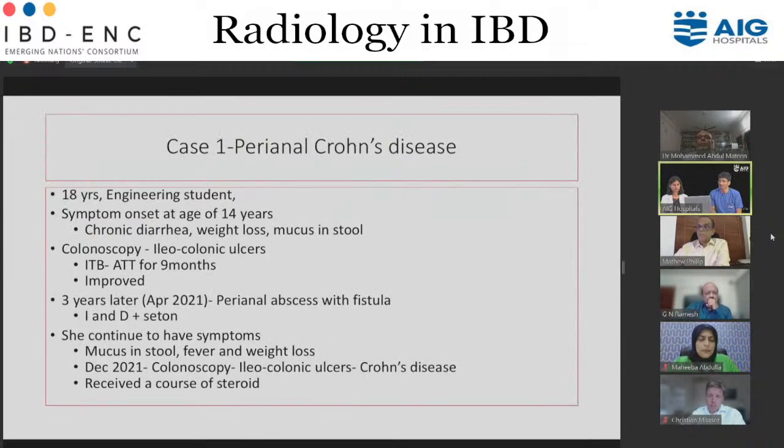So here is the first case, an 18-year-old engineering student who recently moved from USA, and she was symptomatic at the age of 14 years, presenting to her physician with chronic diarrhea, weight loss and mucus in stool, and colonoscopy showed ileocolonic ulcers, and biopsy was more in favor of intestinal TB, and she was put on ATT for 9 months and she responded to it.